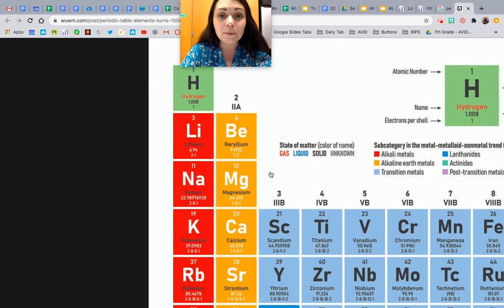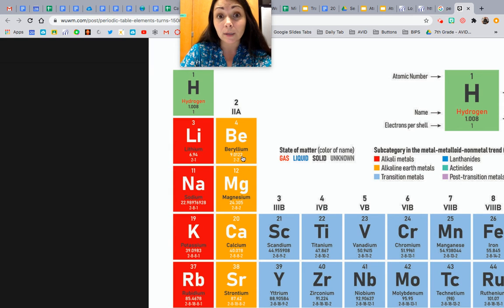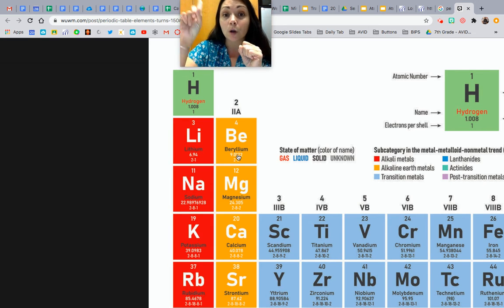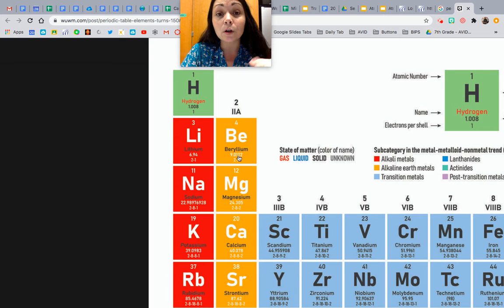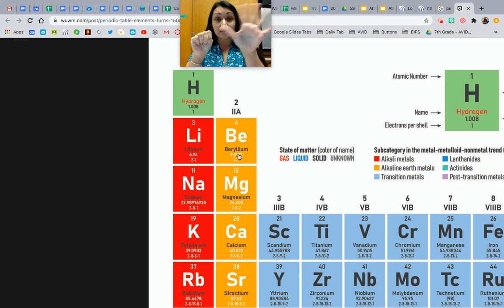So now let's say we're doing beryllium. So what's beryllium's atomic number? 4. So how many protons does it have? 4. How many electrons? 4. And then we figure out neutrons by taking this bottom number, atomic mass, and rounding it either up or down to the nearest whole. Remember, if it's 0.4 and down, you go down. If it's 0.5, you go up. So 9.01 is going to round down to 9. And 9 minus 4 is 5.